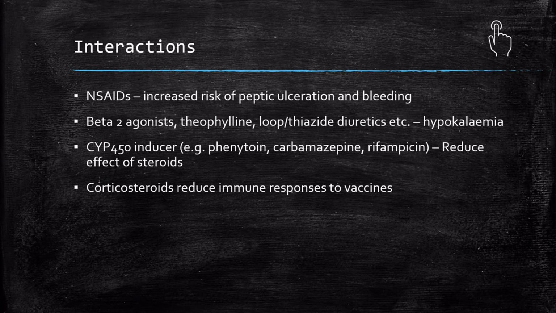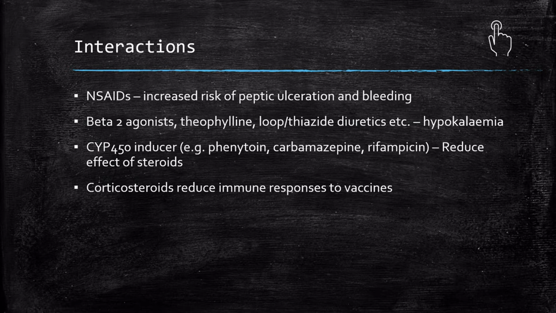In terms of interactions, I suppose NSAIDs are one of the main ones because they increase the risk of peptic ulceration and bleeding. But be aware of other drugs which can also increase the risk of bleeding in the stomach. Then there's the beta-2 agonists like salbutamol. There's theophylline, loop and thiazide diuretics that, in conjunction with prednisolone or corticosteroids, may cause hypokalemia, low potassium, which is dangerous in and of itself in terms of heart rhythms.